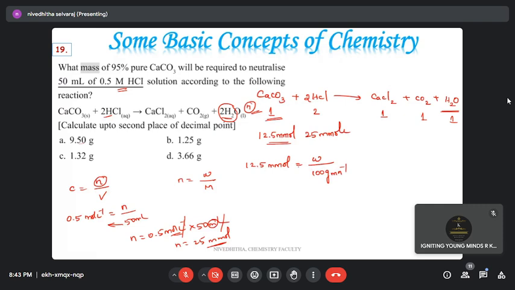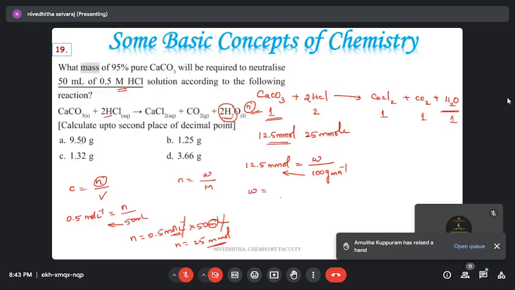Just cross multiply these two numbers so that you'll get the weight of calcium carbonate required. It can be written as 12.5 into 10 power minus 3 mole equals W divided by 100 gram per mole. So mole and per mole get cancelled out. So W is equal to 12.5 into 10 power minus 1, or W is equal to 1.25 gram. Till now, is that clear? This is not the final answer.